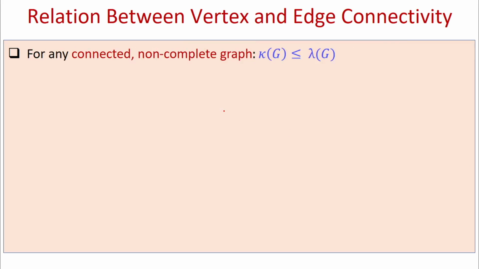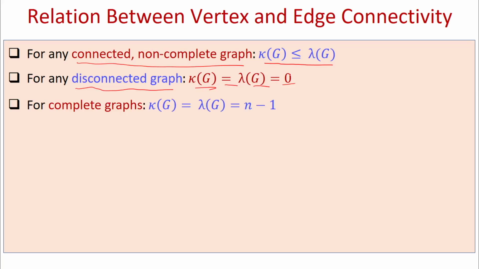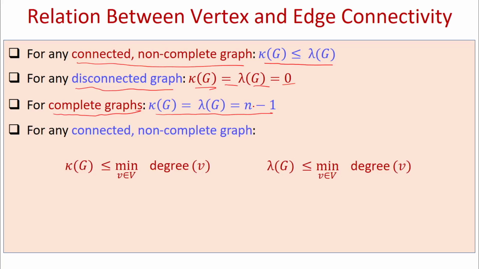So now let us unify the relationship between the vertex connectivity and edge connectivity, taking care of various cases. We just proved that for any connected non-complete graph, the vertex connectivity is always less than or equal to the edge connectivity. We know that for disconnected graphs, the vertex connectivity and edge connectivity are the same, namely 0. And for complete graphs, we know that the vertex connectivity and edge connectivity are the same and exactly equal to n minus 1. And we also proved that for connected non-complete graphs, individually the vertex connectivity is upper bounded by the minimum degree, and the edge connectivity is also upper bounded by the minimum degree.